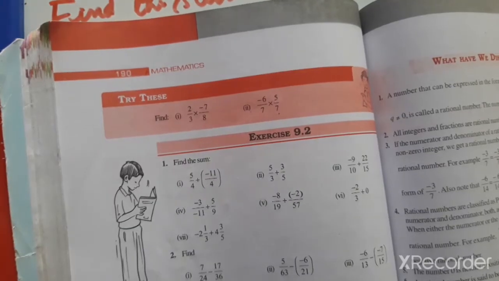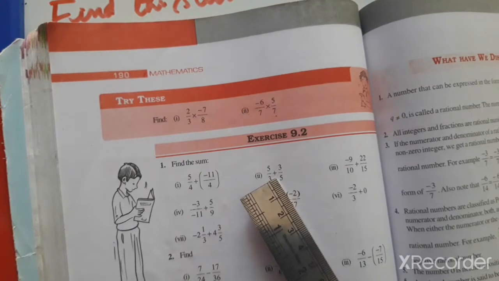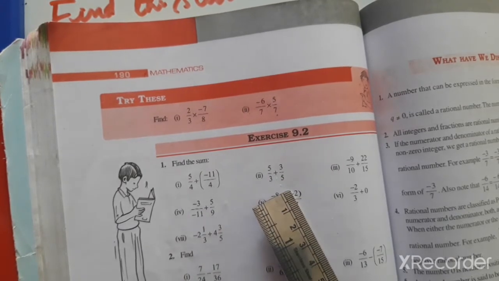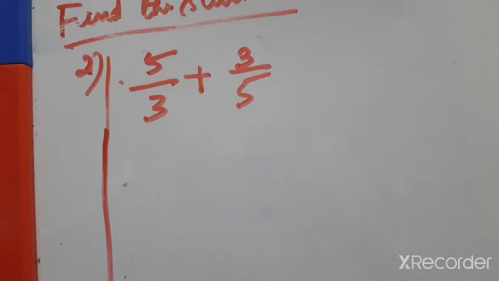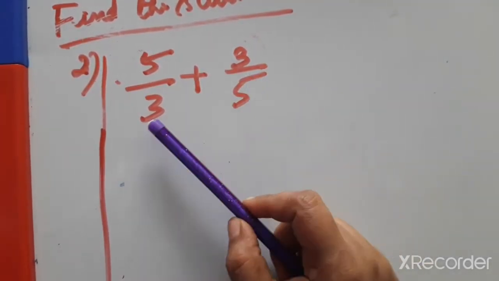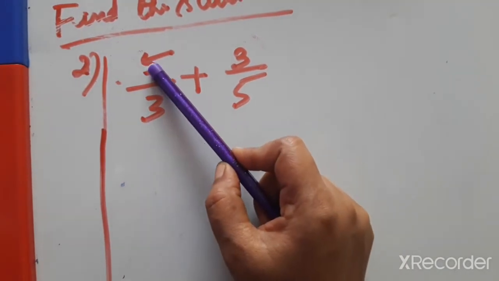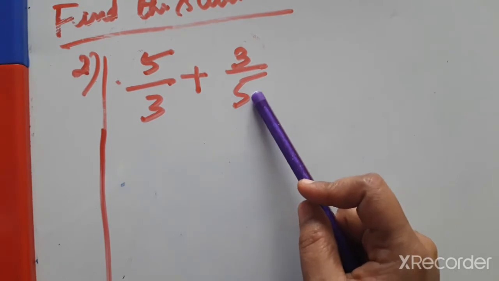Now the second question: 5 by 3 plus 3 by 5. We have to add the rational numbers, or fractions. Look here, children, 5 by 3 and 3 by 5. Above the line is the numerator, below the line is the denominator.